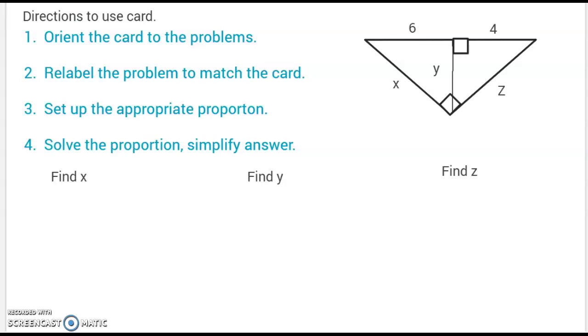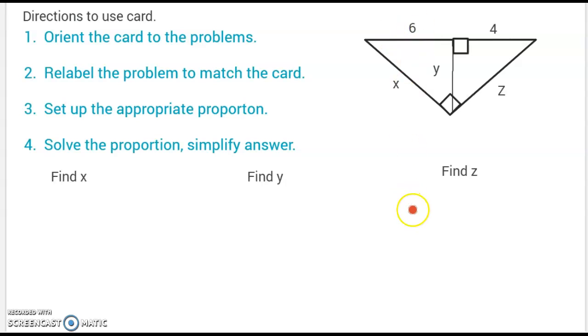Okay, directions to use the card. The first thing you want to do is you want to orient the card to the problem. We want to relabel the problem to match the card. And we want to set up the appropriate proportion. Okay, that's going to be our 1, 2, or 3 on the card. And then we want to solve the proportion and simplify the answer.